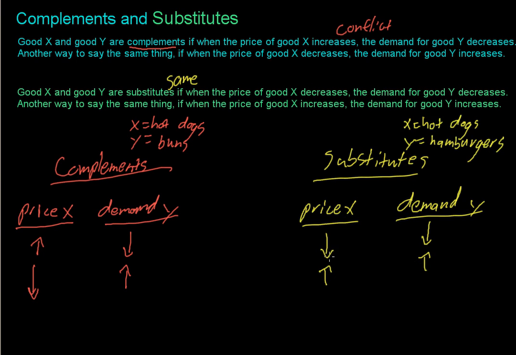Now if hot dogs are super expensive, people are going to say, oh, you know what, we'll just buy hamburgers. And so that will increase the demand for hamburgers. So that's just in a quick nutshell how complements and substitutes work.